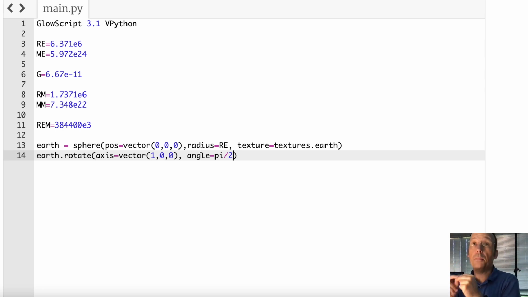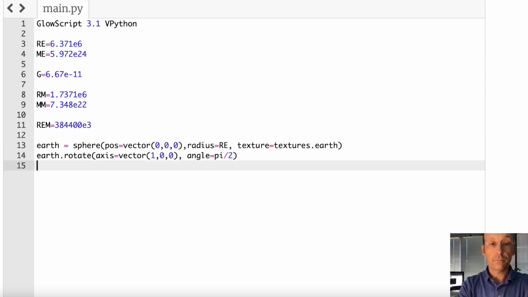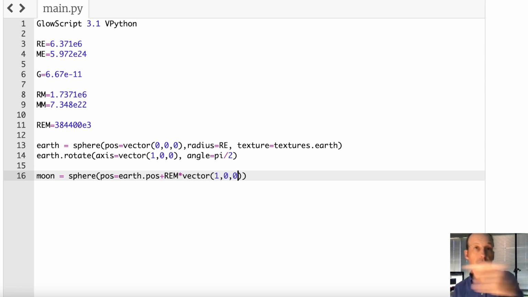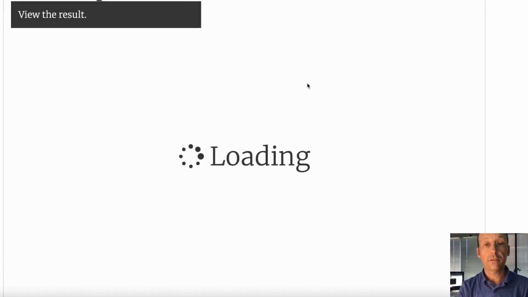Now let's add the moon. The moon is a sphere. So the position, I'm going to put it on the x-axis. I'm going to say position equals, let's just say earth.pos, even though it's at the origin, this will work in case I ever need to move that, plus REM times the vector 1, 0, 0. So I'll put it in the positive x direction. And then I'll say the radius is RM. And I'll leave it as white, even though it's not white.